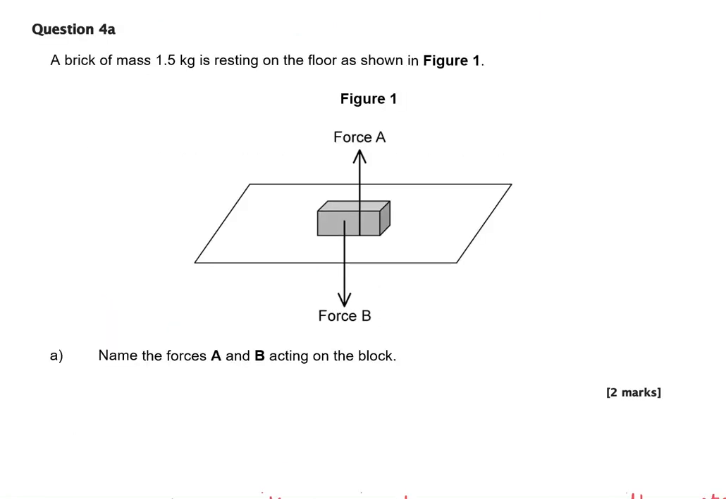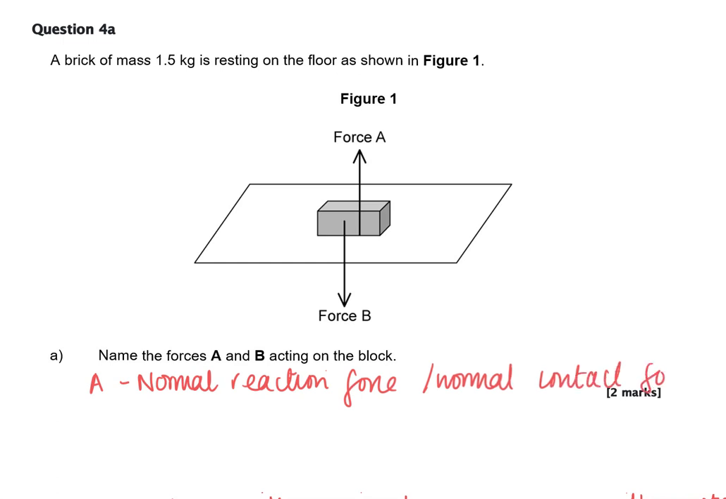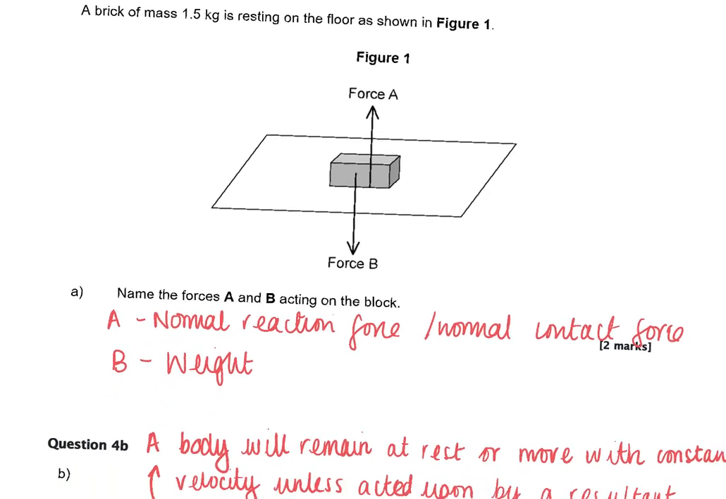Question 4a. A brick of mass is resting on the floor as shown in figure 1. Name the forces. So going up, our force A is going to be our normal reaction force, or our normal contact force. There are other ones you can call it. However, I'd stick to one of these two and always use the word normal just to ensure that you get the mark as well. And B is our weight, or we could call it our force of gravity. So it's the weight of our block pushing down on the earth.